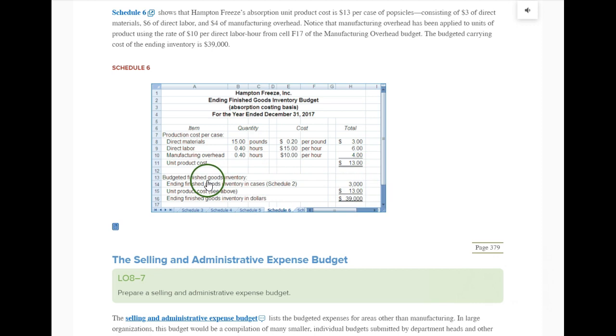And the budget finished goods inventory, if that's going to be 3,000 units we want to have left over at the end of the period, and each unit cost us $13, then we want to have ending finished goods inventory at the end of the year of $39,000. So we'll see this number in the balance sheet in a few minutes.